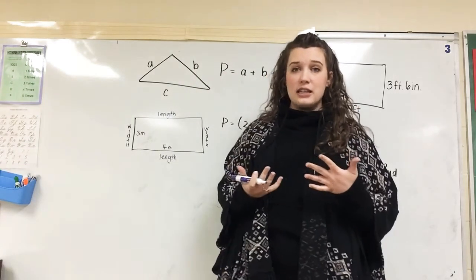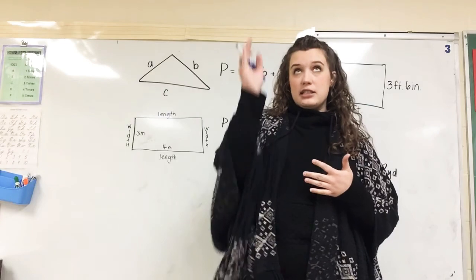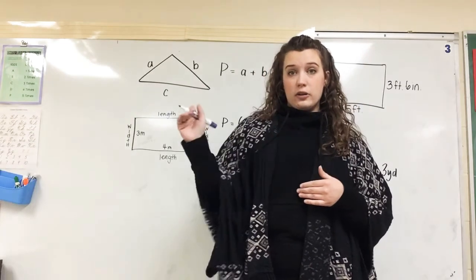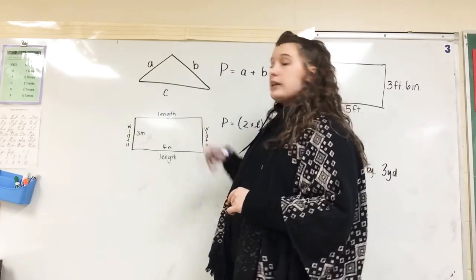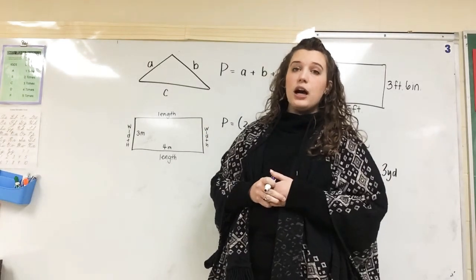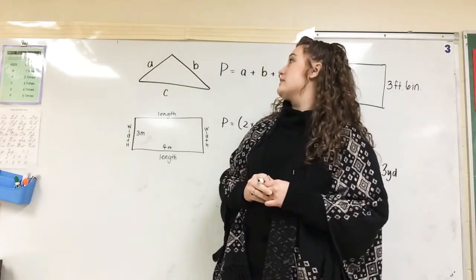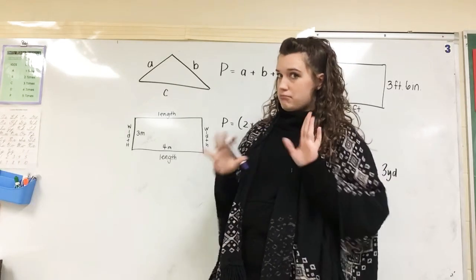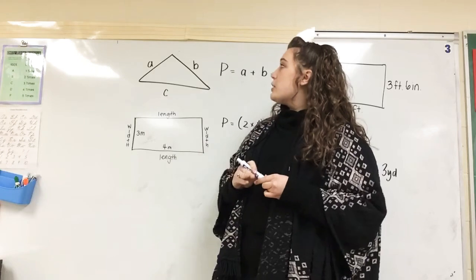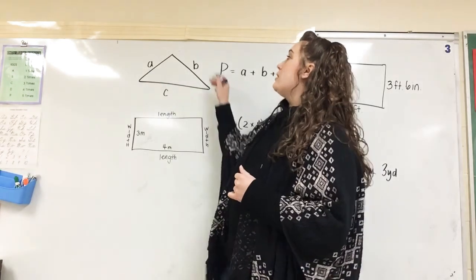The perimeter is the distance around a polygon, okay? A polygon is a closed shape, remember? So a triangle, rectangle, those are polygons. They're shapes that are closed, made of straight lines connected by straight lines. Got it? Okay, that's a polygon. The perimeter is the distance around, okay?